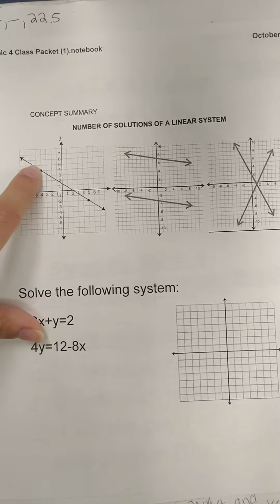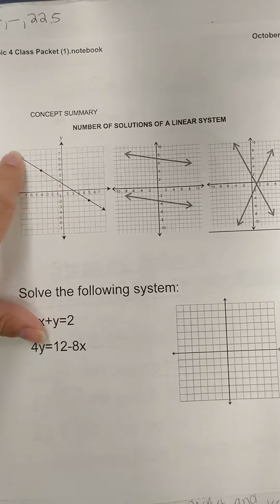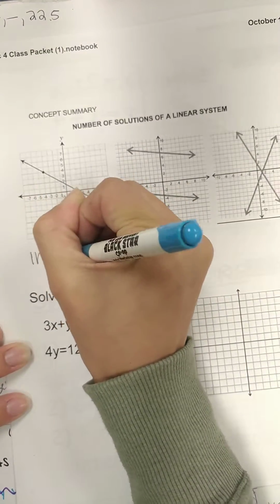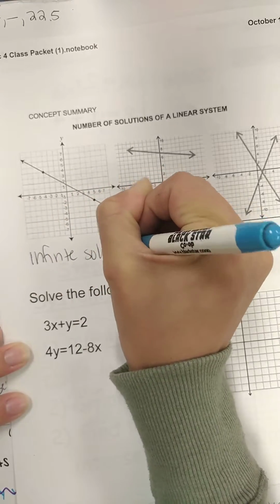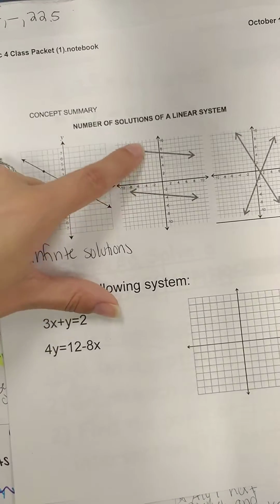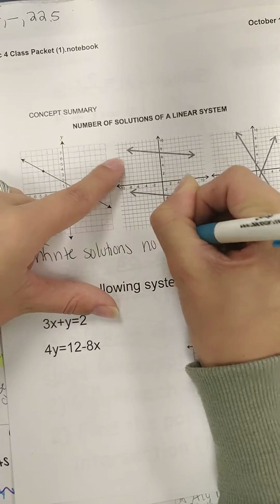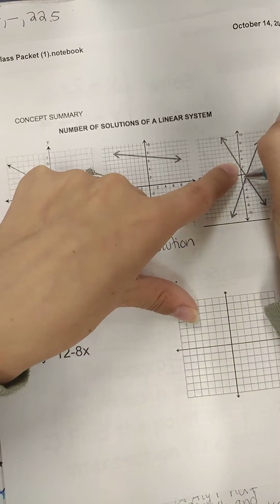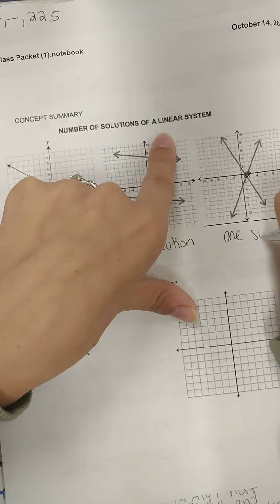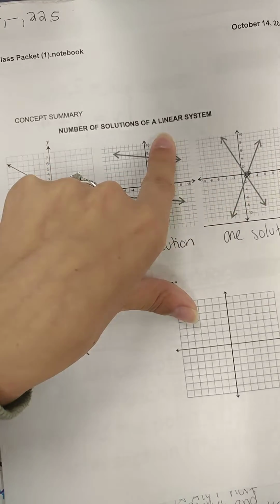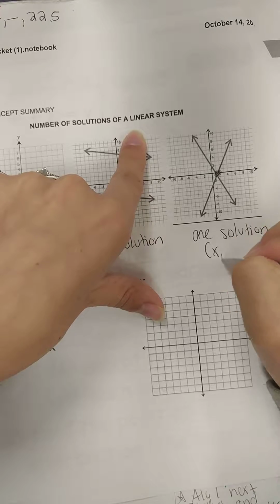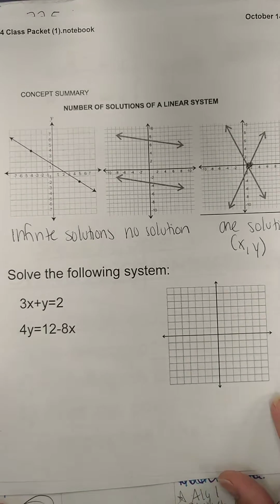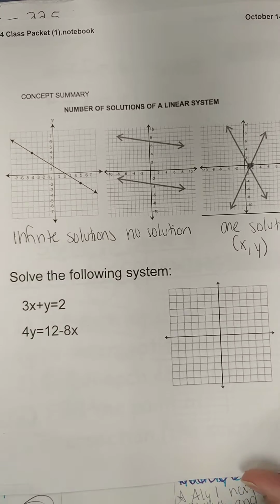The first kind is when I have 2 lines here. They're just directly on top of each other. Since they're directly on top of each other, I have infinite solutions. I could have 2 lines that never touch. That'd be no solution. Or I could have 2 lines that cross. So they would have 1 solution. And that 1 solution would be the actual point where they intersect. So those are the 3 different types of answers you can get with a system.